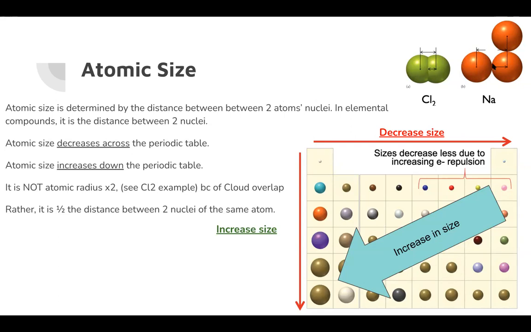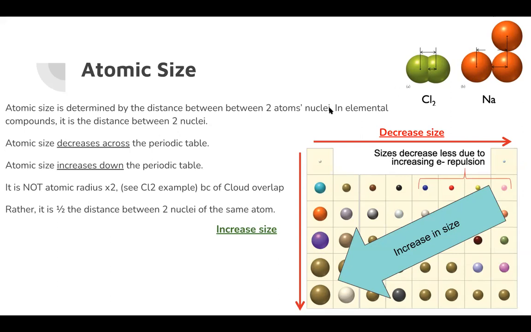And so when we look for an atomic radius, it is simply the distance between the nuclei of two atoms divided by 2. If that makes sense. Because sometimes there's an overlap here. It's not edge to edge always. So that's why we just do half the distance between two nuclei of the same atom.